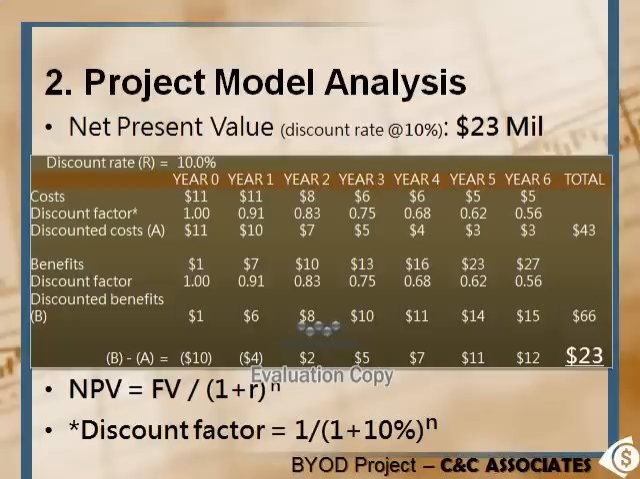So the rule of thumb is that if the NPV of a project is positive, it should be accepted. But if the NPV is negative, then the project should be rejected because the cash flow will be negative. So what we have here, the NPV for the BYOD project is actually 23 million, which is quite an attractive return using this benchmark.